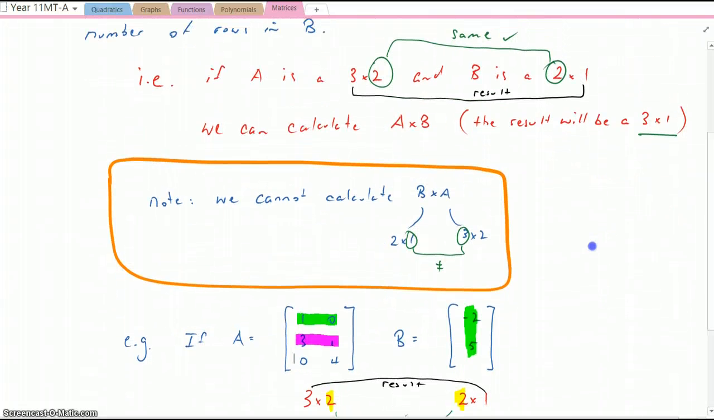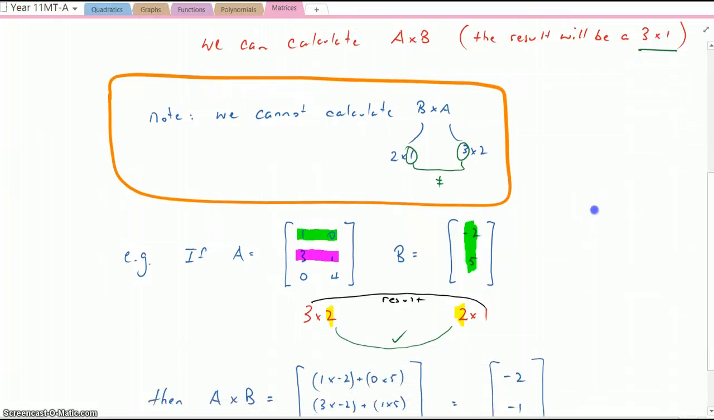Let's check B to see if we can do B times A. B's a 2 by 1, so that's got one column, and A's got 3 rows. So we can't multiply B by A, as you can see, because these numbers are not the same. So B times A cannot be multiplied.